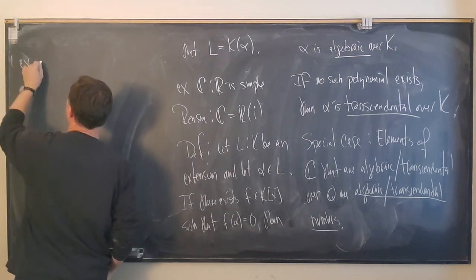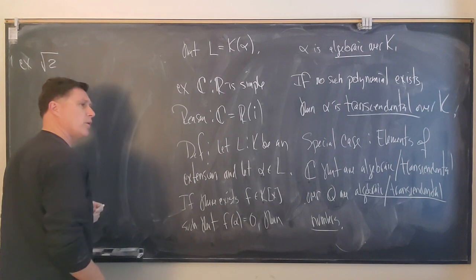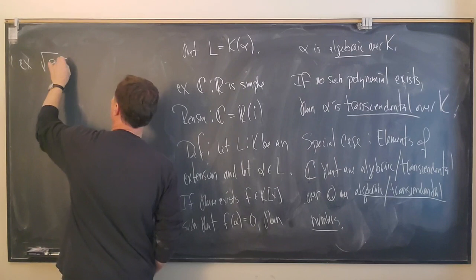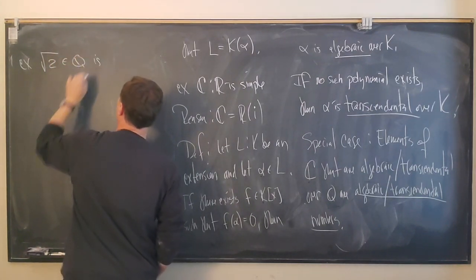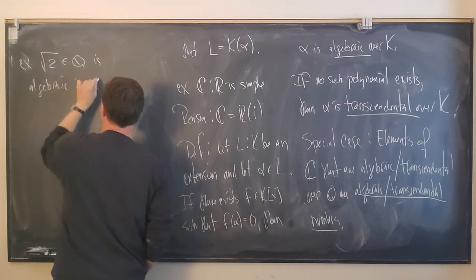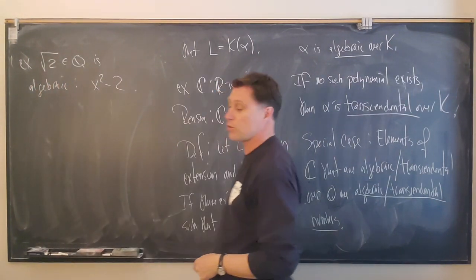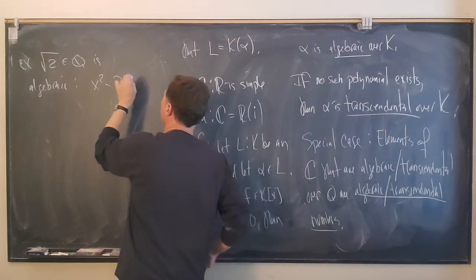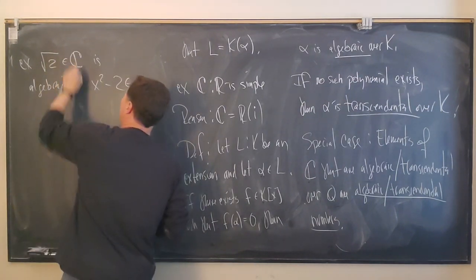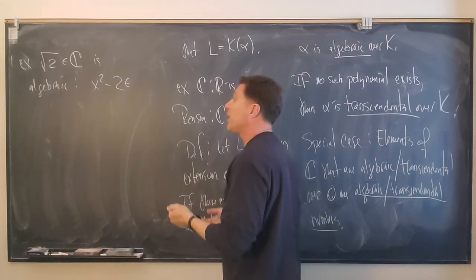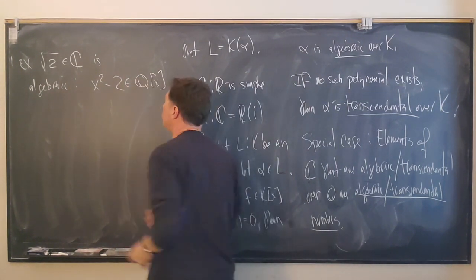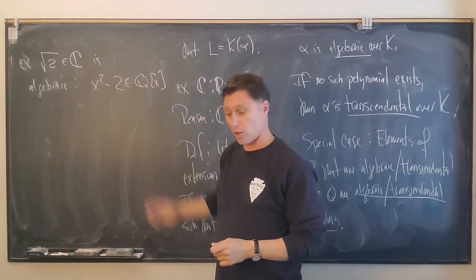So for example, square root of 2. We know square root of 2 is irrational, but it turns out that it is algebraic. Why is that? Well, it's a root of x squared minus 2. I don't know why I put Q there. I should be putting a C there, right? The complex number square root of 2 is an algebraic number, because square root of 2 is the root of this rational polynomial.